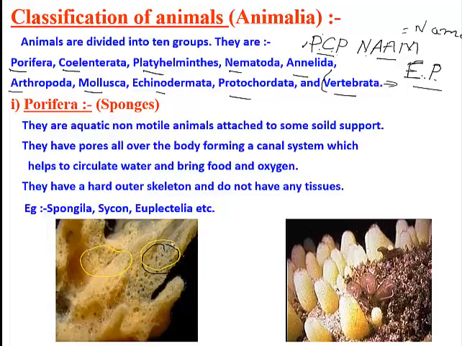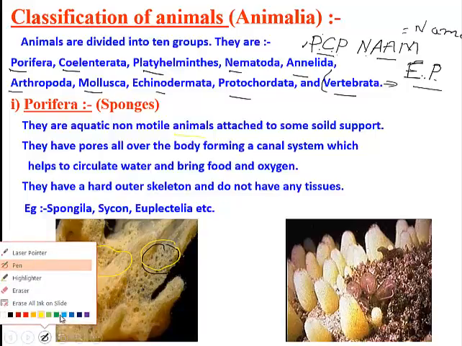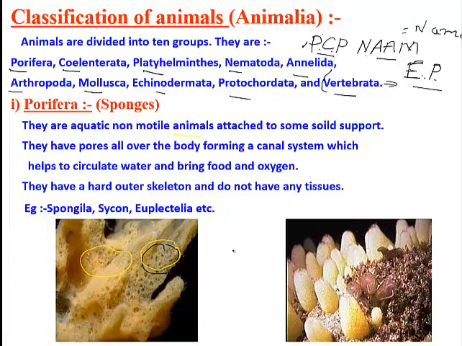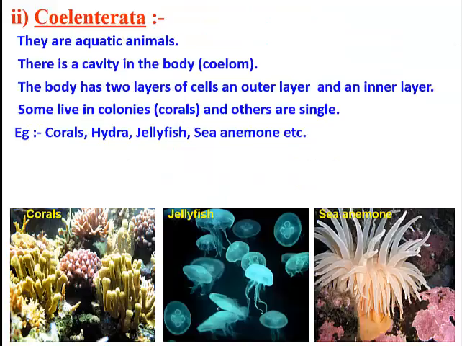So Porifera includes the sponges, mostly aquatic non-motile animals attached to some solid support. An example is Spongilla, Cycon, Euplectella, etc. So these are all mostly oceanic forms. Generally, these are present under the beds of the ocean. Next, we're going to see the next slide, Coelenterata.